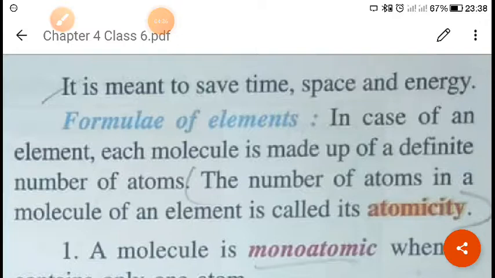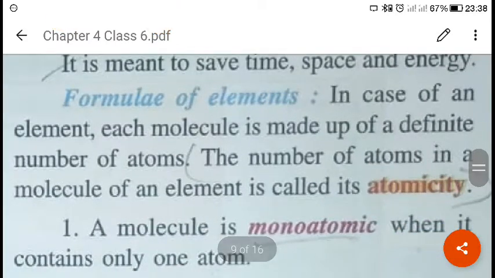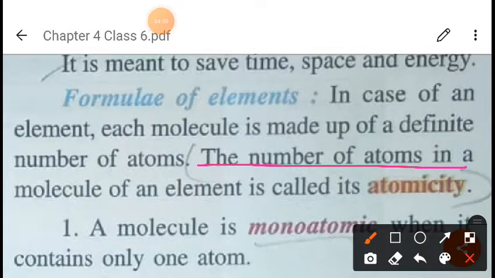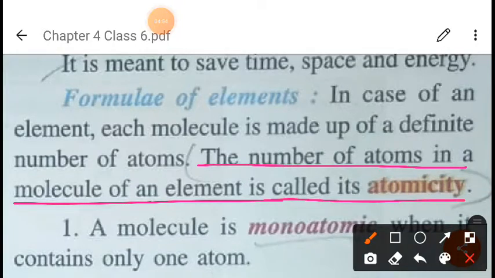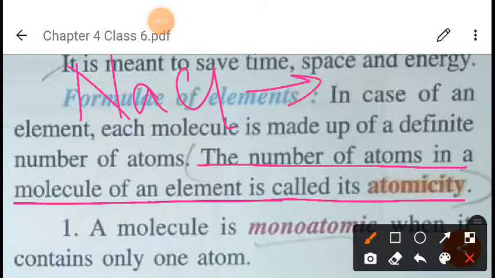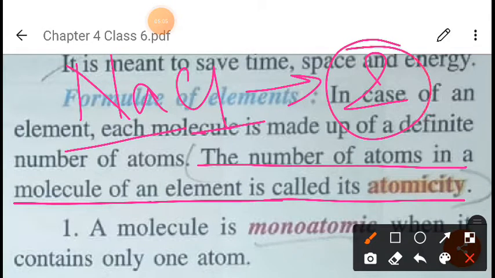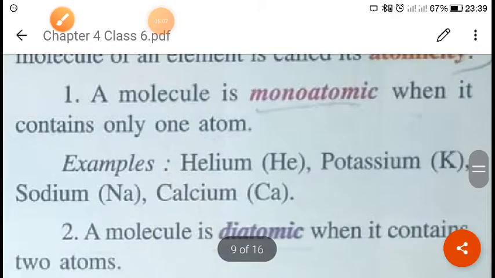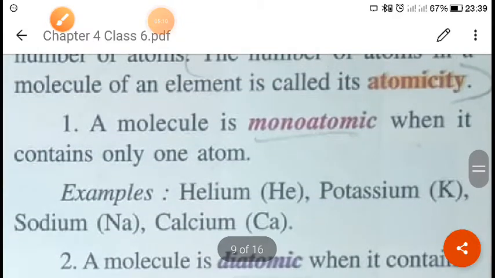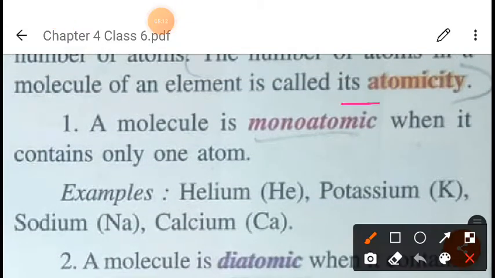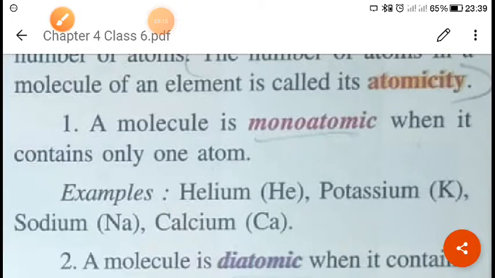And the number of atoms in a molecule of an element is called what? Atomicity. Okay, the number of atoms in a molecule of an element is called atomicity. Let me explain like this. Suppose this is NaCl. How many atoms are there? 2. So its atomicity is 2, right? Now again, some examples are given here. We will discuss these. When we talk about atomicity, we can divide it in the following way. One is what?